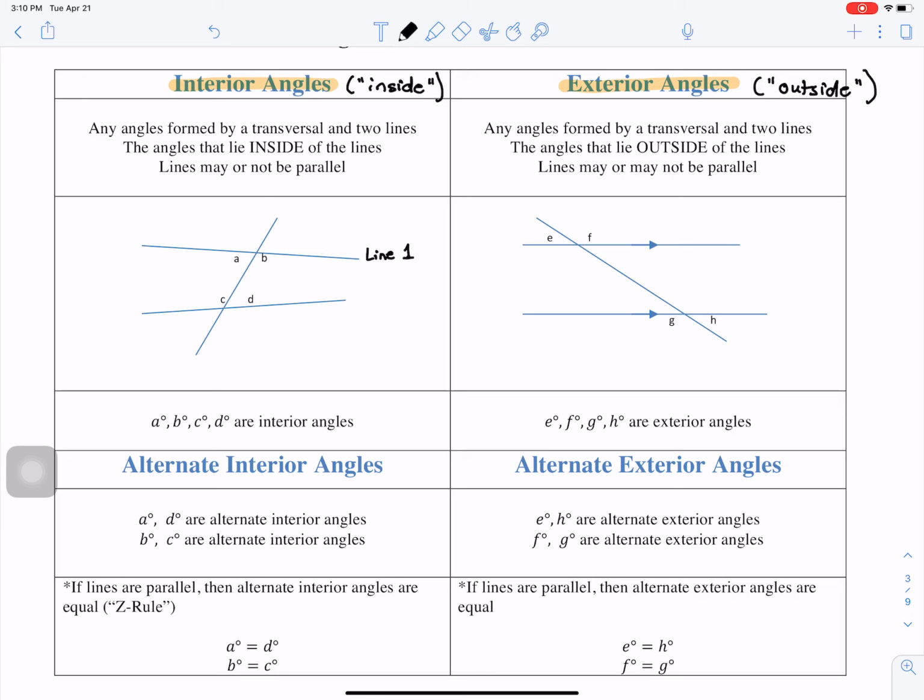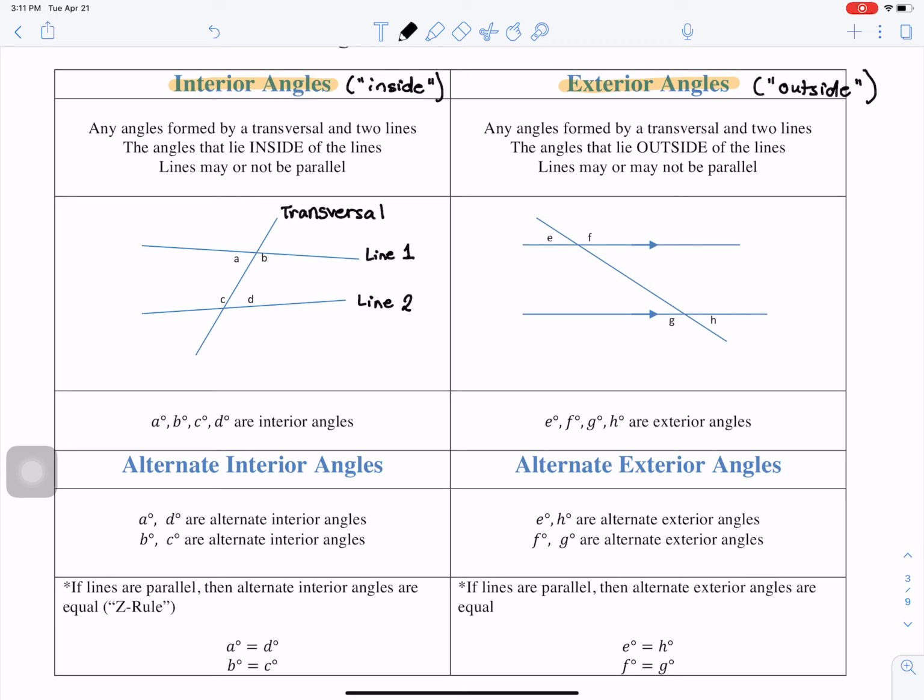So the top one I label line 1, the bottom one I label line 2, and then I take a non-horizontal line and I cut those two lines. So this line that intersects those at one point is called the transversal, if I can spell it correctly. Transversal.